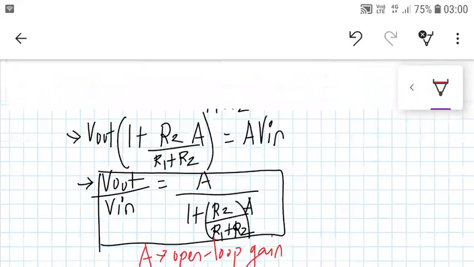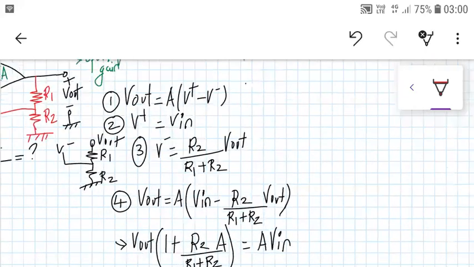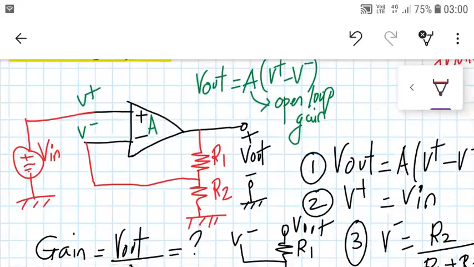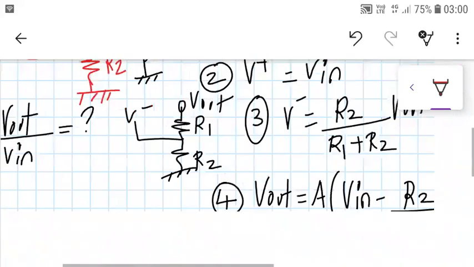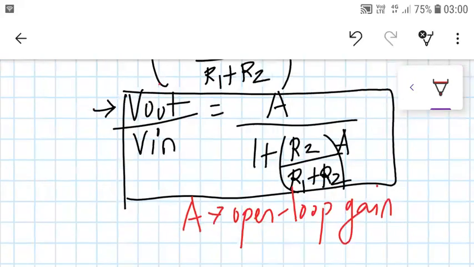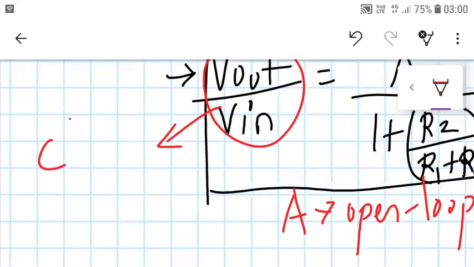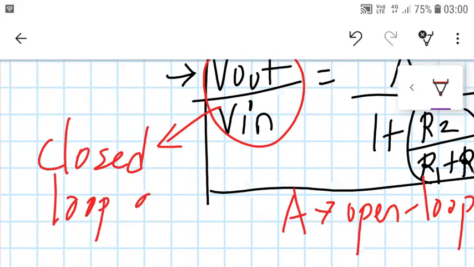As you can see clearly in the op-amp, this is not the open loop configuration. This is a closed loop configuration of the op-amp. So V out upon V in is called the closed loop gain. V out upon V in is termed as closed loop gain for this amplifier.